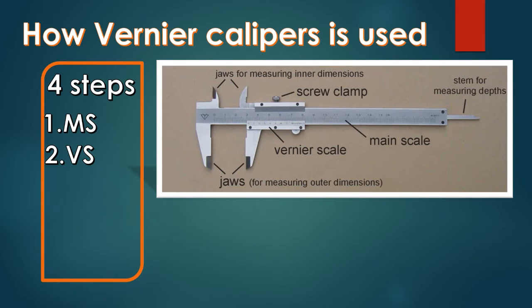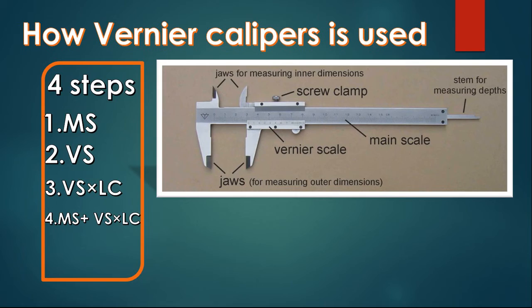Thirdly, we multiply the vernier scale reading with the least count of the vernier caliper. This is our third step. When we multiply the vernier scale reading with the least count, the value gets units, as the least count has units. And in the final step, the fourth step, we add the main scale reading to the vernier scale reading multiplied by the least count.